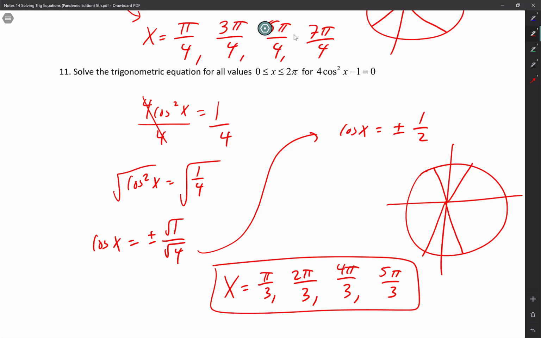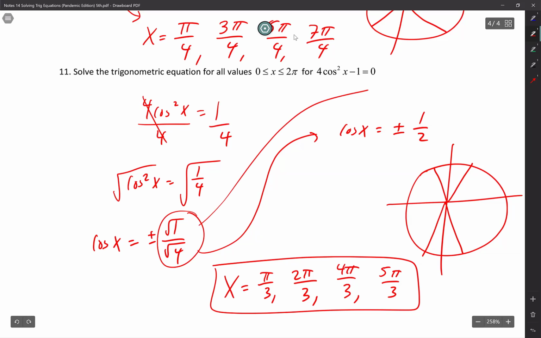Any questions, guys? Oh, because the square root of 1 is 1. No, it's a good question. And the square root of 4 is 2. So when we're doing square root of a fraction, you can do the square root of the top and the square root of the bottom.